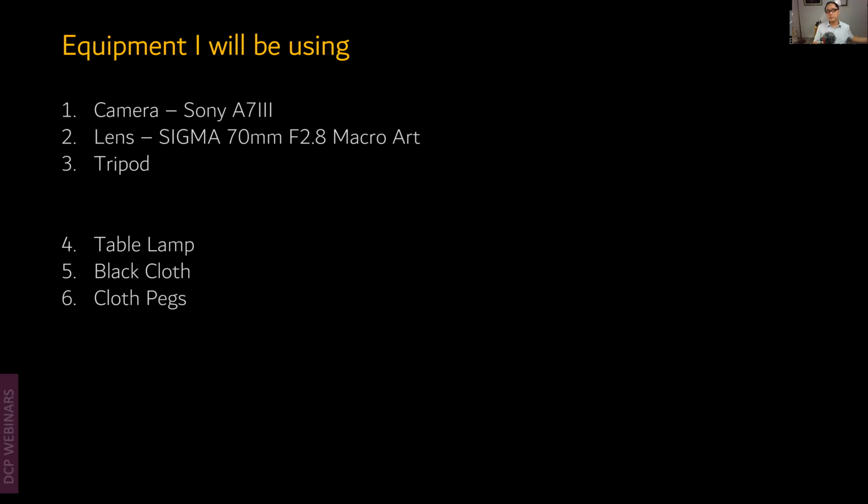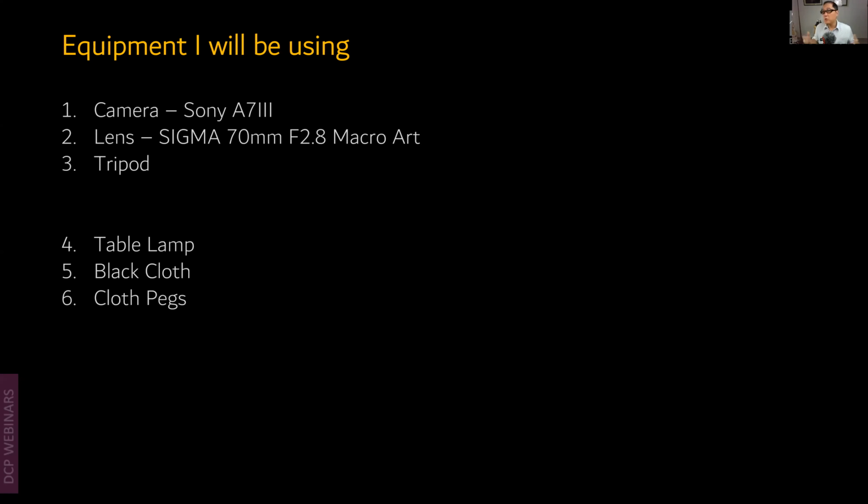Another thing, for the low key, you may need a piece of black cloth. If you do not have a black cloth, you may even use a black t-shirt, a blue t-shirt, or a dark brown t-shirt. The most important thing is that it has to be dark in color. You also need some cloth pegs to clip the dark cloth. That's what we need, and they are all readily available at home. So you have your camera, your lens, your tripod, your table lamp.